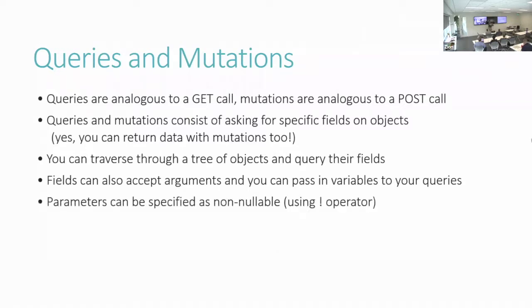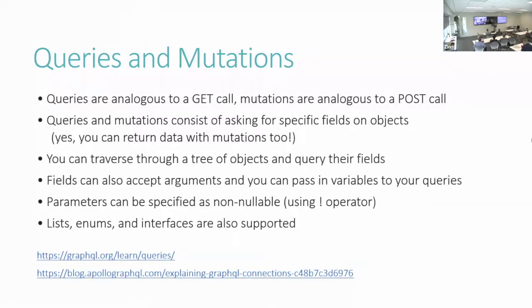Parameters can be specified as non-nullable. One thing to note is GraphQL is nullable by default, but it has support for marking specific parameters as non-nullable using the bang. Pretty cool. And then more things like lists, enums, interfaces are also supported. It's the same concept as Java or Kotlin, except implemented in GraphQL. And then I have a couple of links that I want to show that delve into these concepts a little bit more.